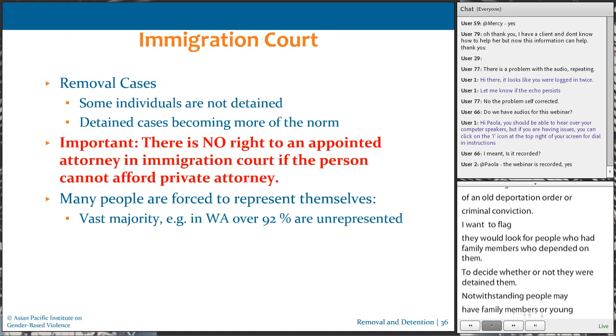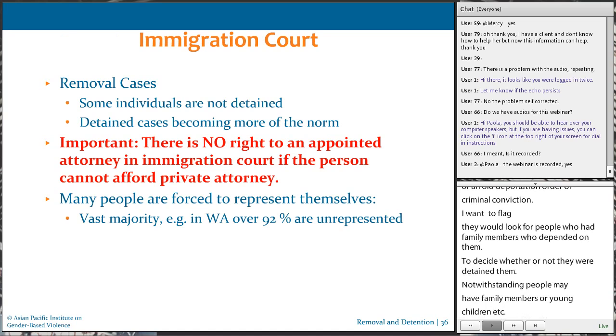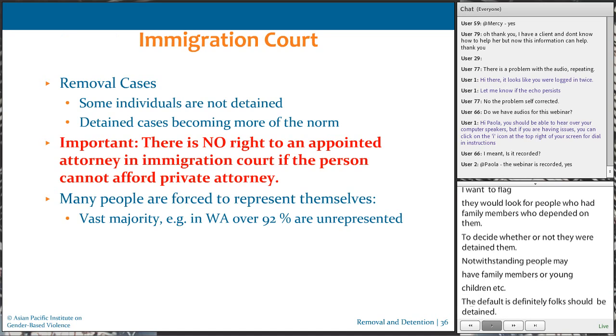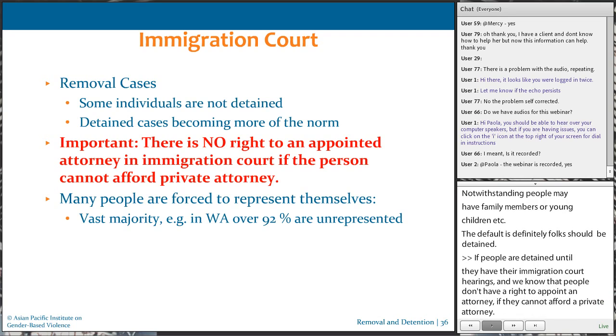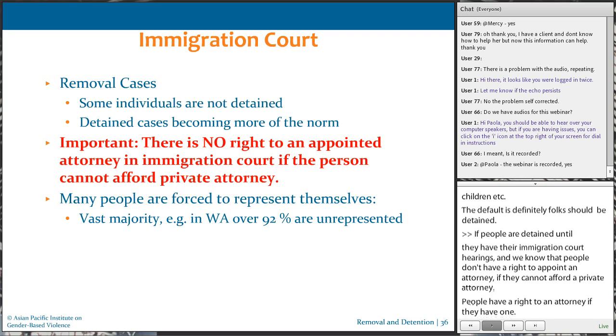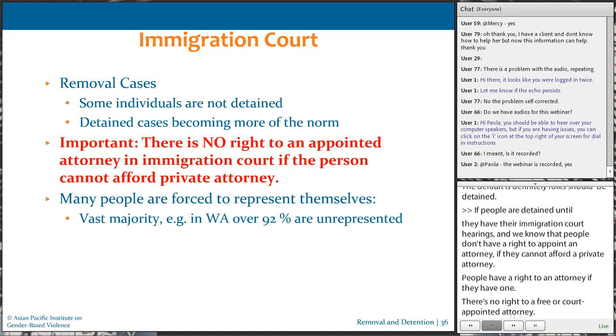And so, if people are detained until their immigration court hearings, we know that people don't have a right to an appointed attorney in immigration court if they can't afford a private attorney. People do have the right to an attorney if they have one, but there's no right to a free or appointed attorney. So most people are forced to represent themselves. I have practiced immigration law in Washington State, and in my jurisdiction over 92% of the folks in immigration court are not represented.